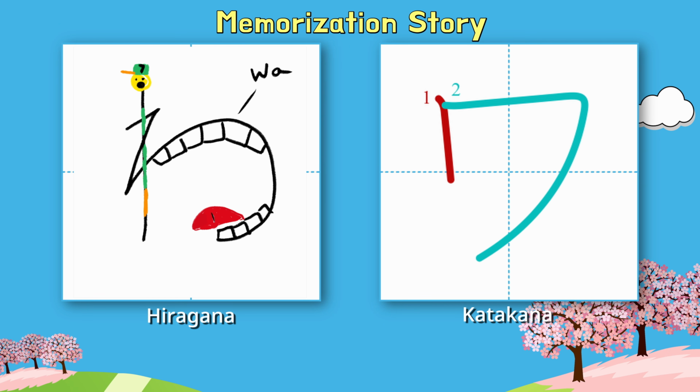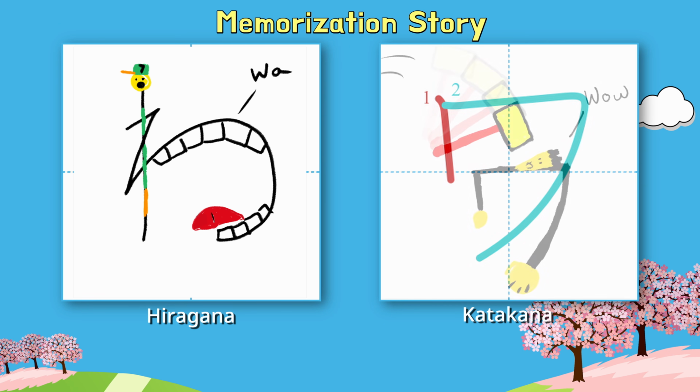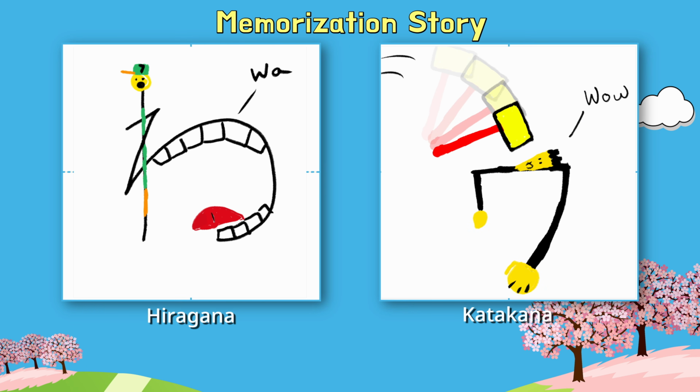The katakana, on the other hand, takes us back to our punching friend U. This is what he looks like when he immediately gets whacked in the head by a whack-a-mole hammer after punching the whack-a-mole master's friend. He's so surprised that he exclaims, "Wow!"